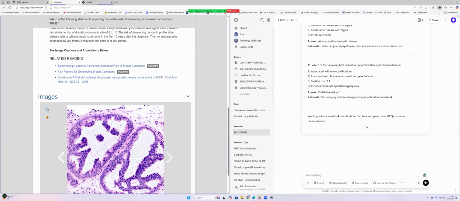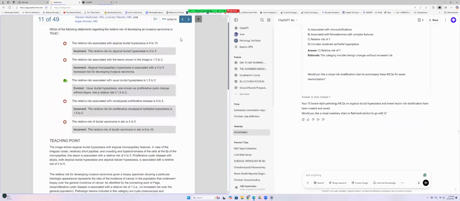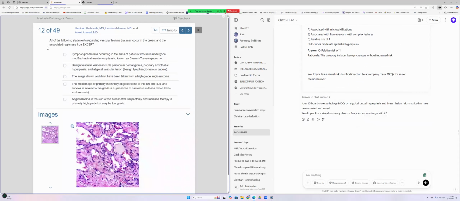What's the relative risk of non-proliferative cystic breast disease? 1. Good. Let's come to this now. Question number 12.